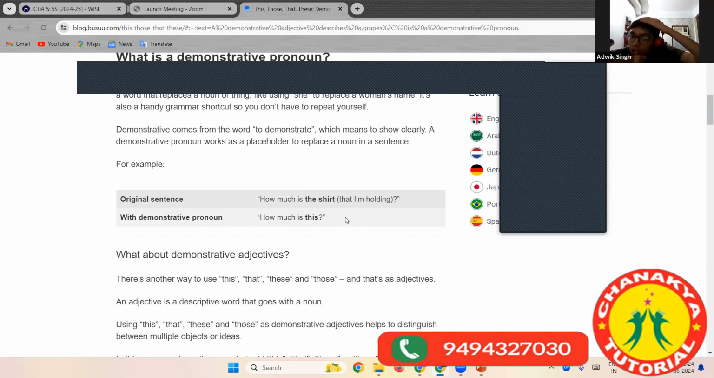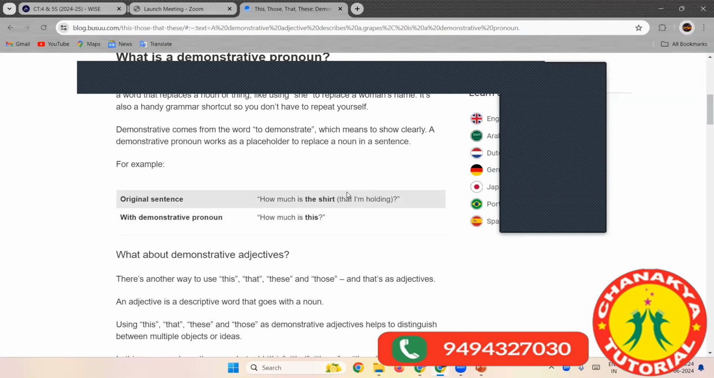Ma'am, the noun in the original sentence will be shirt. Correct, no? The shirt will be the noun. So what is the noun? As I told you, the hero of the sentence. So if any sentence is talking about one particular thing, that thing will be hero. So that is nothing but noun. Correct.